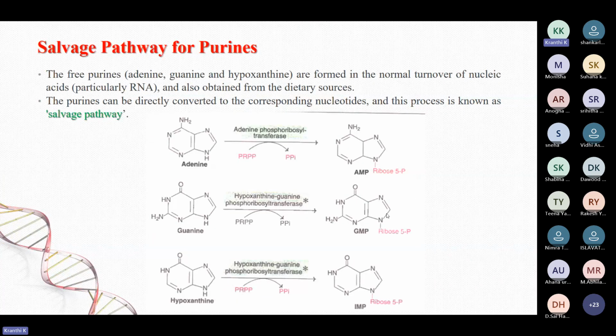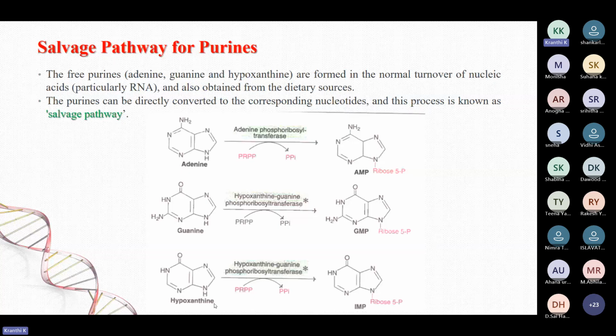So what is the salvage pathway here? We already have ready-made adenine, because we are utilizing the recycled one, right? So adenine is there. Using the enzyme adenine phosphoribosyltransferase, it is linked to the ribose sugar, so it's converted to the AMP. Then guanine, with hypoxanthine guanine phosphoribosyltransferase, is linked to ribose 5-phosphate. I mean, we link the sugar with phosphate, and it's converted to the GMP.